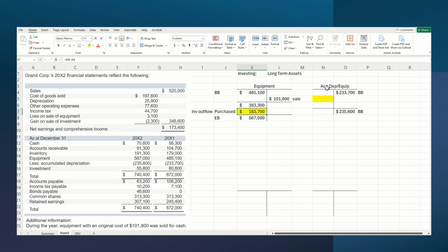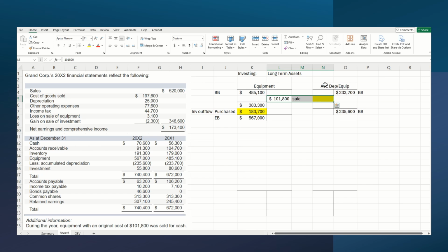Now, when you want to figure out the equipment sold, what we really need to know is how much did it sell for? This is the cash we paid to buy new equipment, but this is the cost of the equipment sold, not the actual cash. So it told us it was sold for cash, but not how much. So we need to figure that out as well. But the first thing to do with that is we need to know the net book value sold, because then we can do the rest of it.